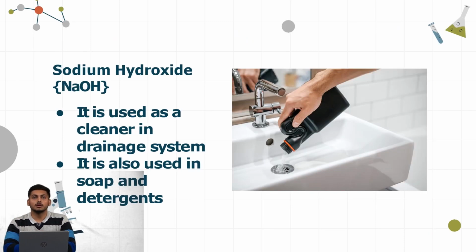Now we come to sodium hydroxide. It is used as a cleaner in drainage systems, and it is also used in soaps and detergents. Generally our drainage system contains fatty acids, oils, and many unwanted substances. When sodium hydroxide reacts with that, it breaks them down into smaller pieces and cleans the drainage system.